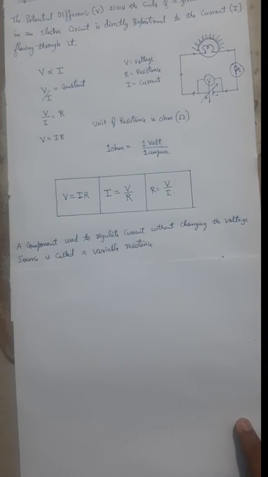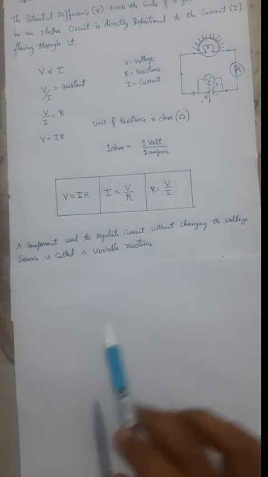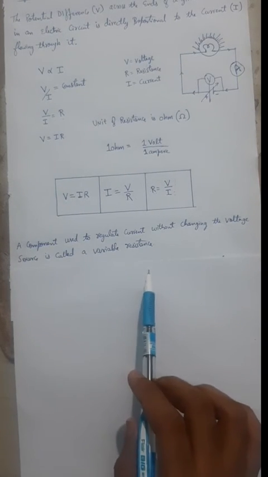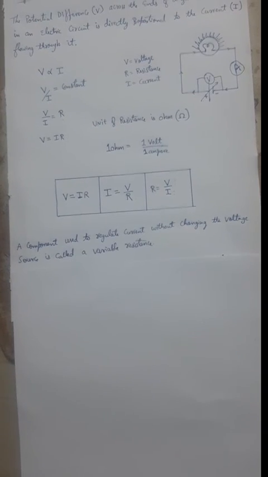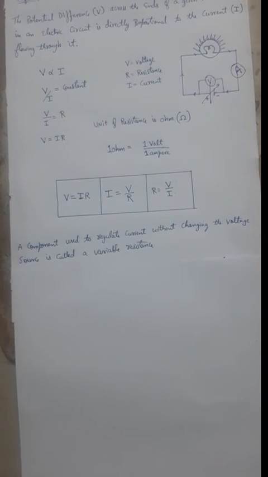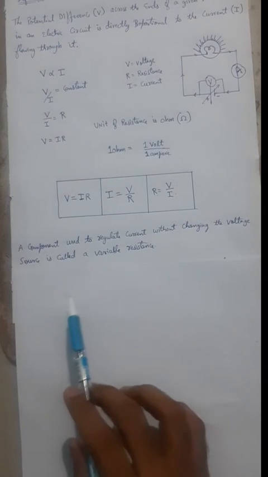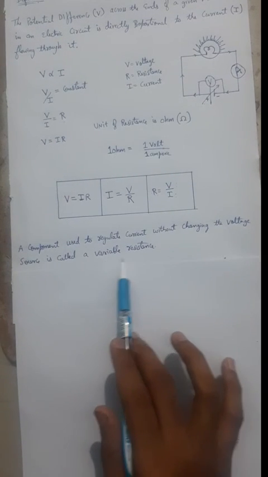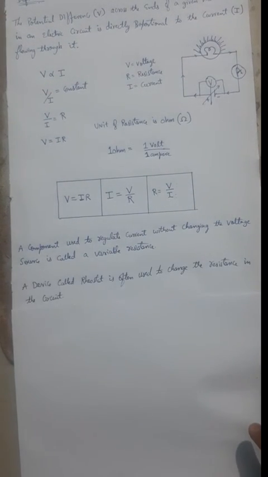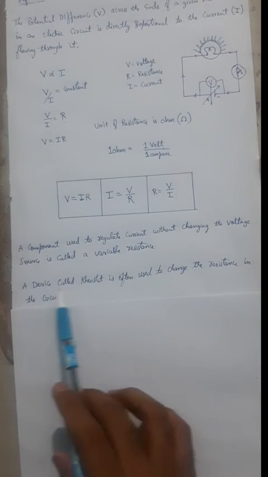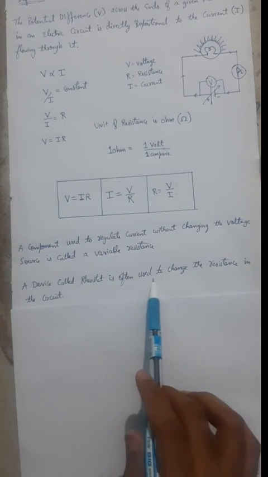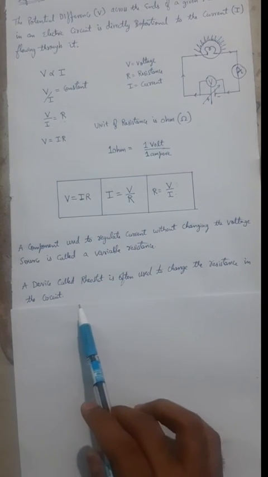A component used to regulate current without changing the voltage source is called a variable resistance, which means there are some components which require the current to be increased without changing the voltage. So in that case, we use a component called a variable resistance. The variable resistance is also called a rheostat. A device called a rheostat is often used to change the resistance in the circuit.